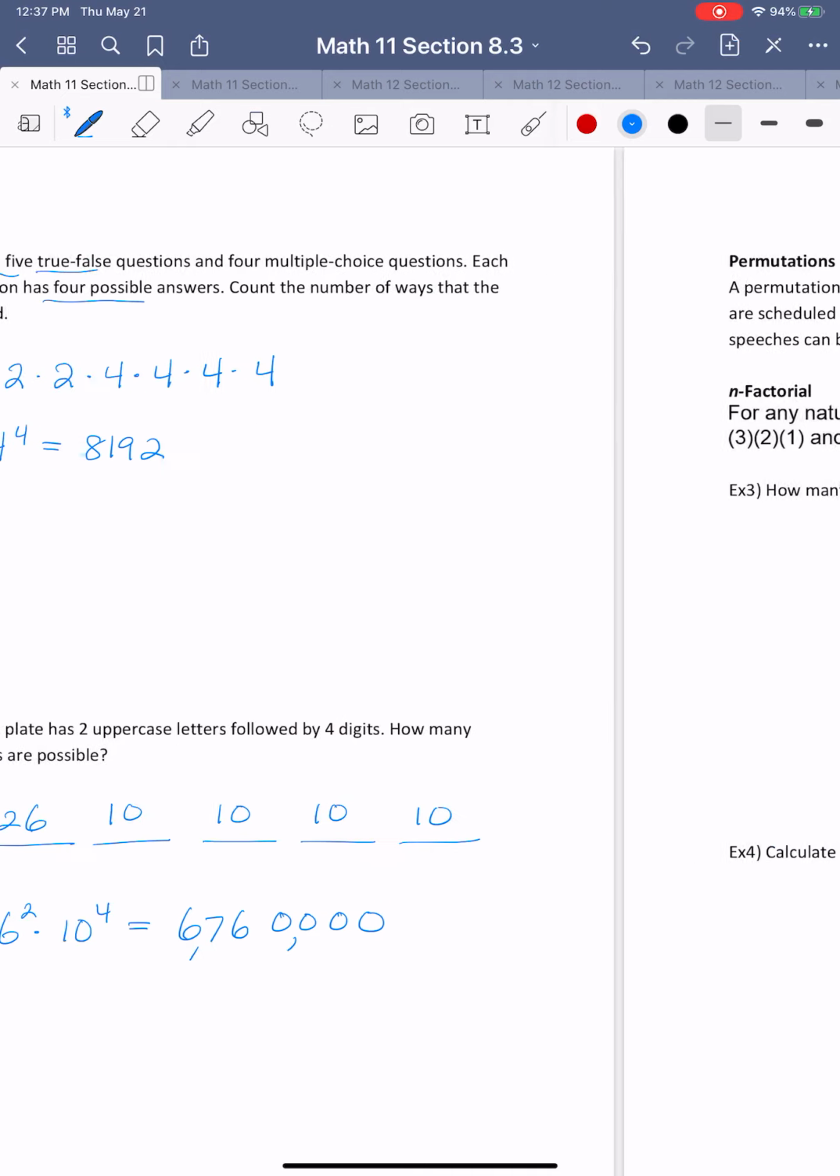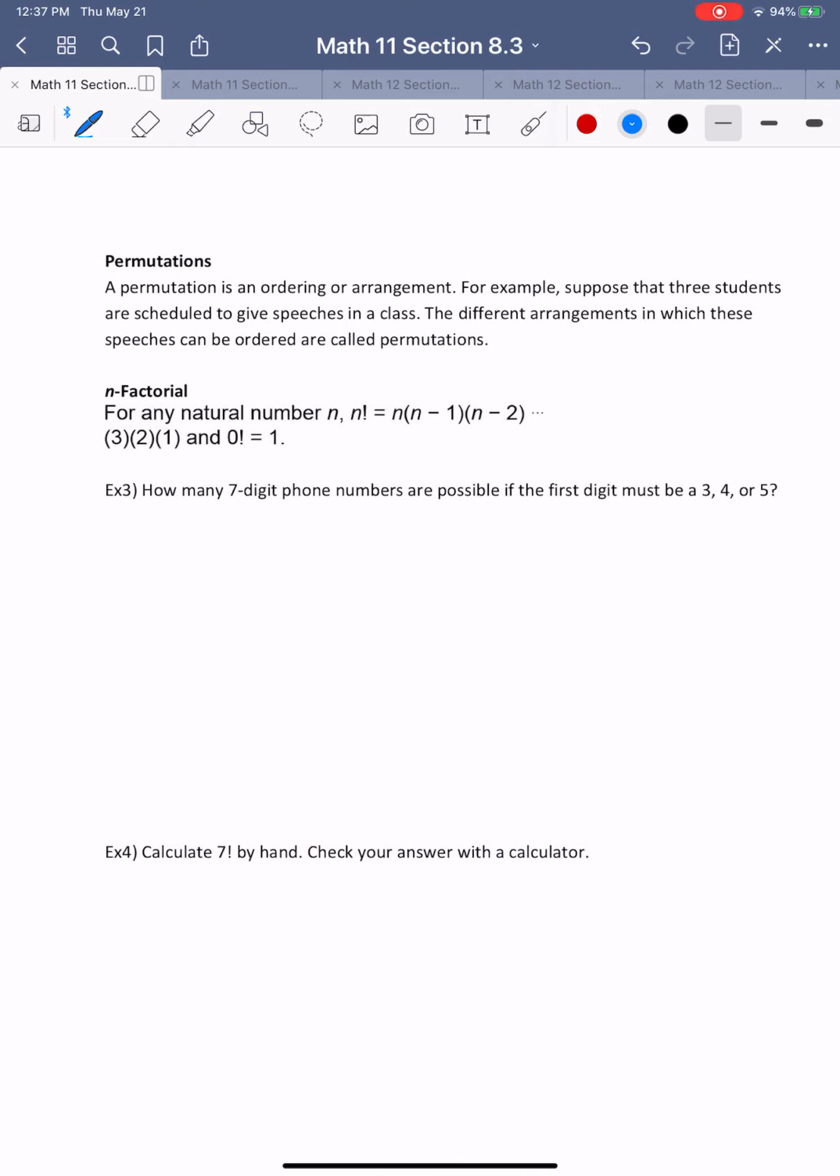Alrighty, permutation. A permutation is an arrangement where order matters. For example, suppose that 3 students are scheduled to give speeches in a class. The different arrangements in which these speeches can be ordered are called permutations.